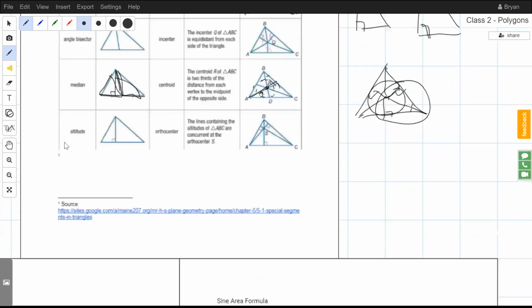And lastly, we have the altitudes, which all intersect at the orthocenter. This point is basically not used at all in competition math. You just have to know that it's where all the altitudes meet. There's really nothing special about it.